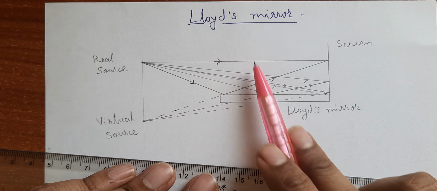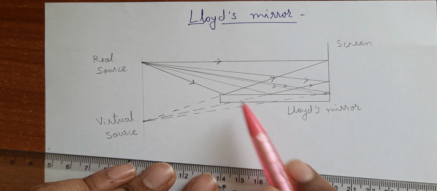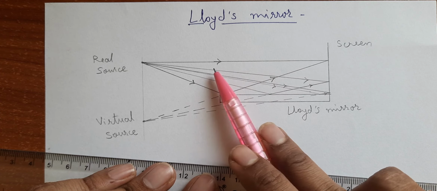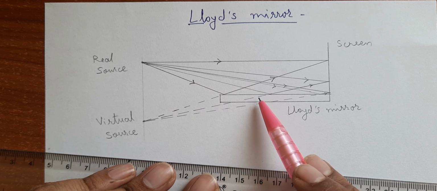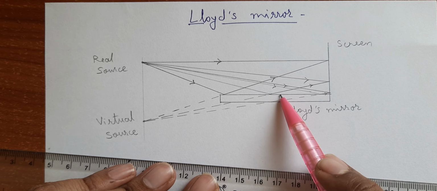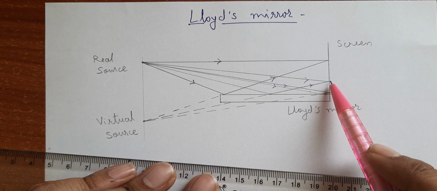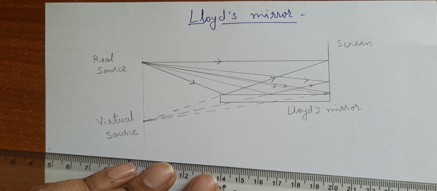And don't forget to draw all arrows everywhere, for each of the rays moving from the real source to the screen, real source to the mirror, and then after reflection it is again moving to the screen. So then our diagram is complete.